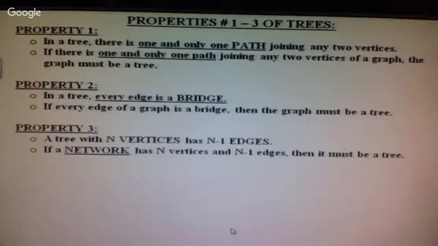Okay. So there are a couple properties that tell you that you have a tree. One, there can only be one and only one path that joins two dots, AKA there's only one edge that goes from dot to dot. There's no multiple edges here, ever. Property two, every edge is a bridge. And property three, if I have n vertices, I have n minus 1 edges.